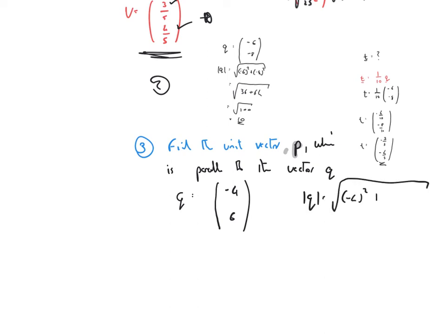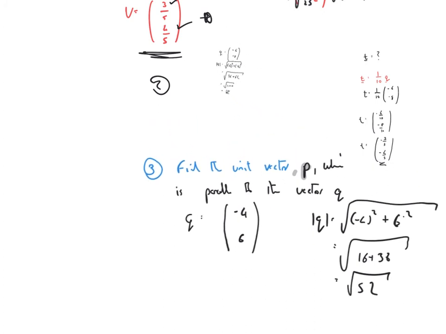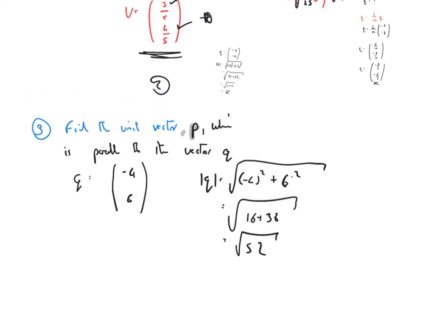Square root of minus 4 squared plus 6 squared. That's the square root of 16 plus 36. That is the square root of 52. Now, at that point, the square root of 52, that's something that I can do something with. Like, can I simplify it? Yeah, I can. So that's definitely a surd that can be simplified.